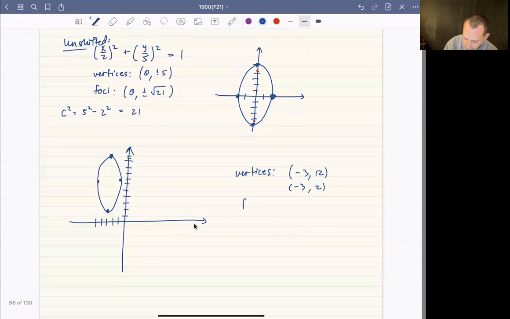And then our focal points, I'm going to do the same trick. I'm going to take the x value of the unshifted and subtract 3. And then we're going to take 7 and add that to the y value. So you get 7 plus or minus square root of 21. Okay, so those are going to be the focal points of the shifted ellipse.